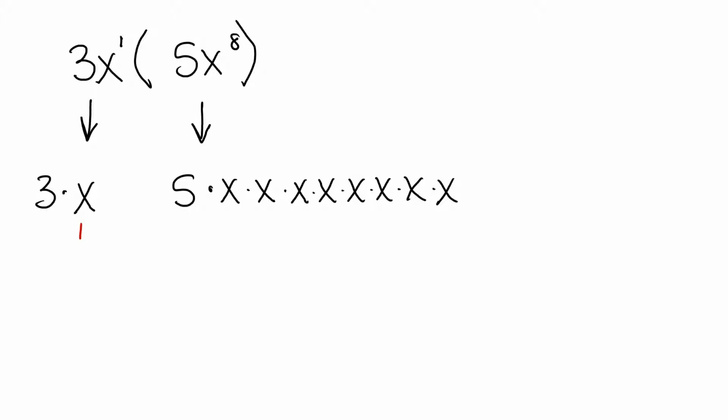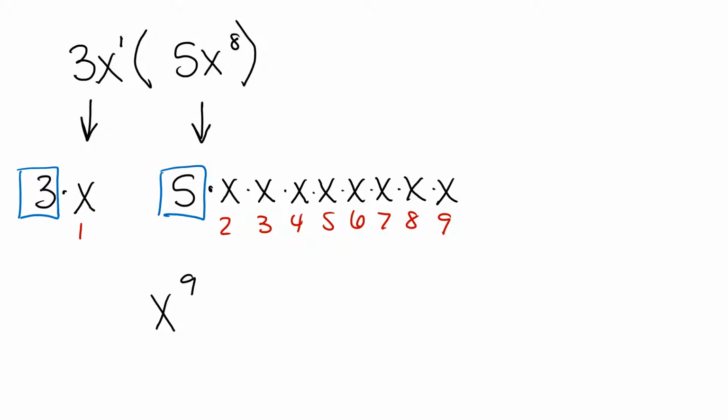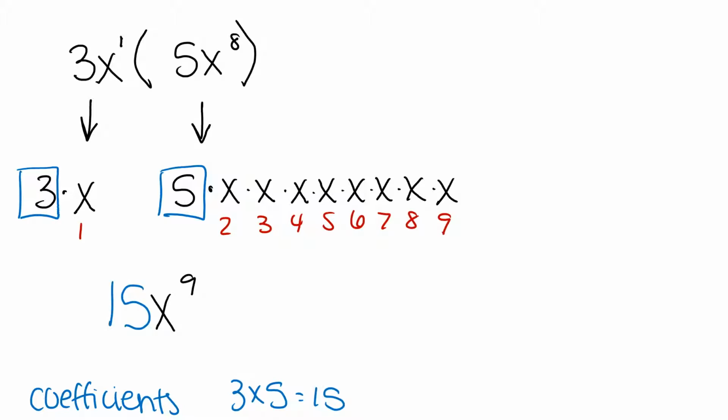Count up the variables, the base numbers, and we get 9, x to the 9th power. It's important to note that the base number is the number with the exponent. 3 and 5 are called coefficients. Coefficients are just regular numbers. We don't treat them any differently. So since the problem is multiplication, we can multiply. 3 times 5 is going to give us 15. So 15x to the 9th power.